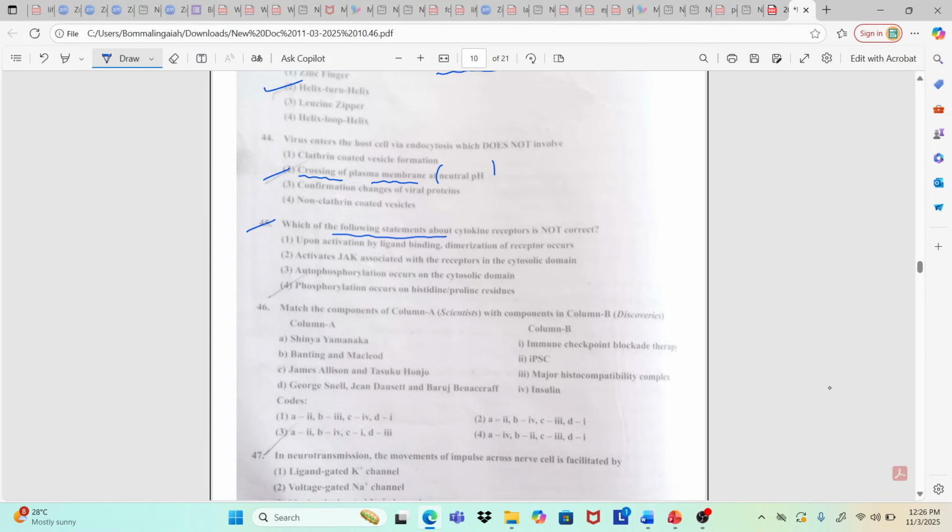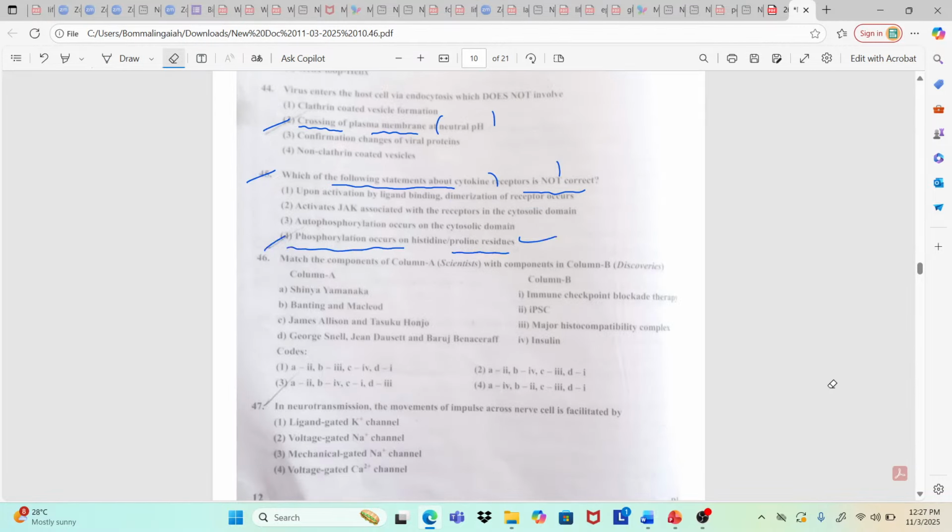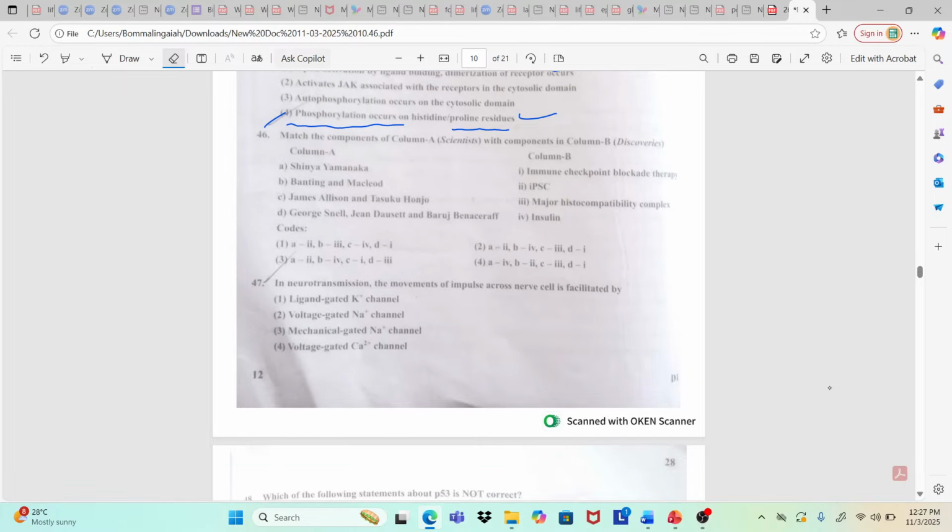Which of the following statements about cytokine receptors is not correct? Okay. Regarding cytokine receptors, which one is not correct? Here, the phosphorylation occurs on the proline residues. This is the correct option. Next, question number 46. Here, match the following. Column A provides scientists and column B provides discoveries. Here the correct option for this one is option number 3.